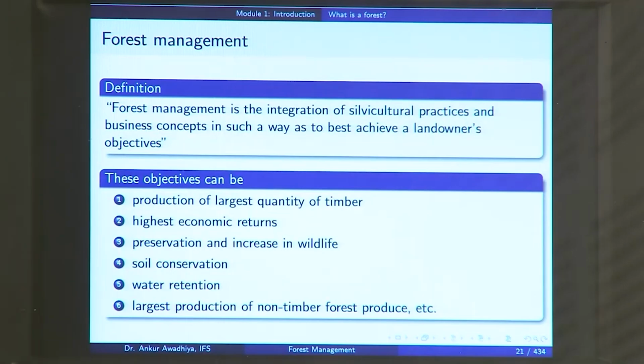So, we are using the best silvicultural practices together with business concepts. Now, these business concepts will tell us how to manage this area, whether you want to manage it for, say, maximum amount of revenue or maximum amount of profit. So, you have to look at different business concepts. When should you, for instance, cut this forest? What should be the age of maturity? How much amount do you have to pay to your laborers? What is the amount of technology that you need? How are you going to pay for it? How are you going to pay for the transportation and such other things?